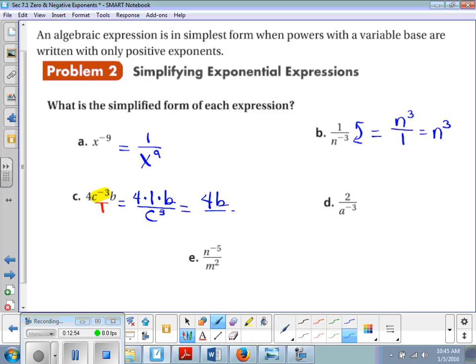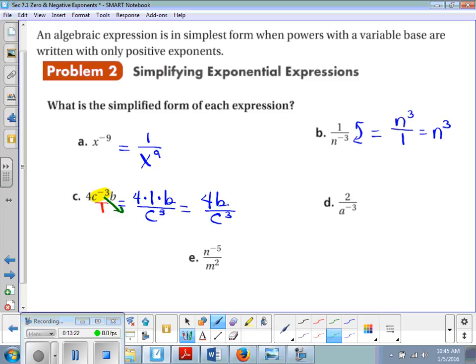4b. And then in the denominator we have c to the third. Now, does anybody see, did I have to do all of this work? Putting the 1 under and all this? Can you see that all you're doing is taking this c to the negative 3 and bringing it down to the denominator?